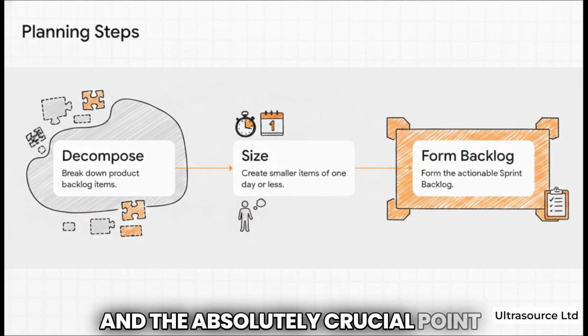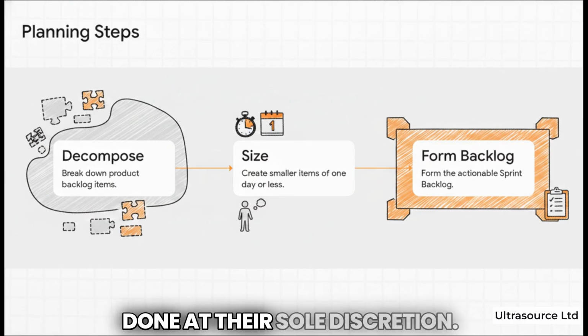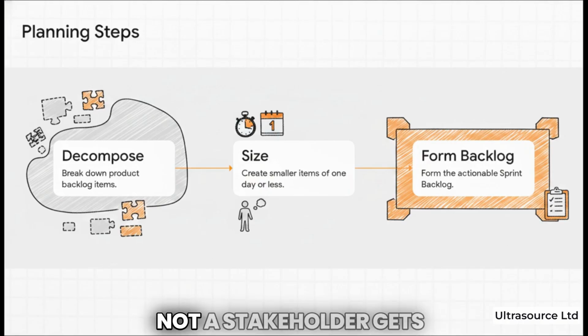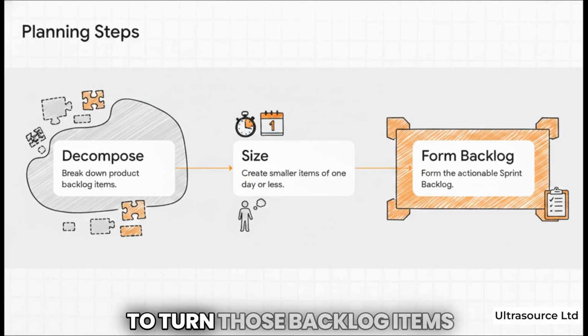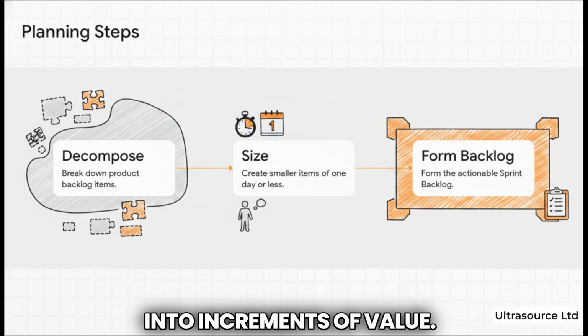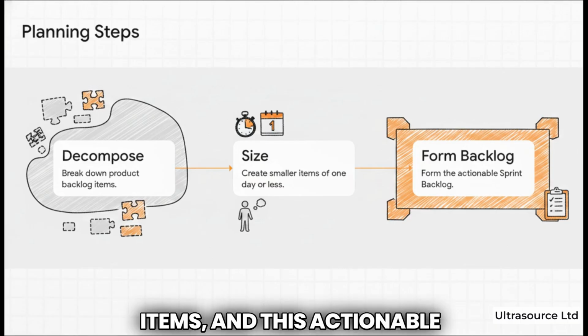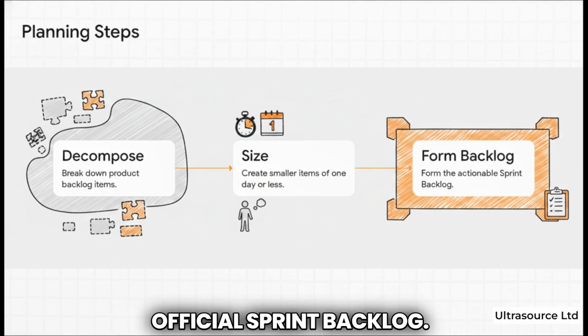And the absolutely crucial point to remember here is that this is done at their sole discretion. No one else, not the product owner, not the Scrum Master, not a stakeholder, gets to tell the developers how to turn those backlog items into increments of value. This combined package of the sprint goal, the selected items, and this actionable plan, that becomes your official sprint backlog.